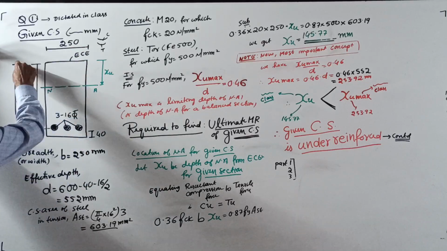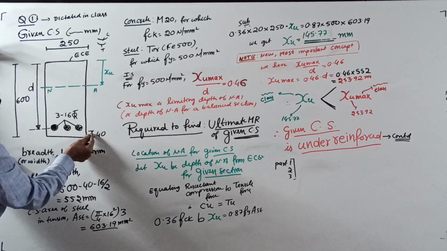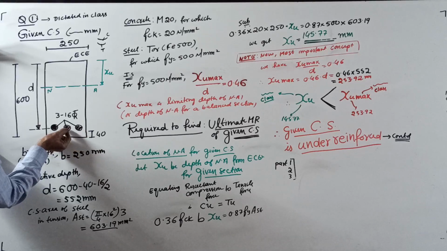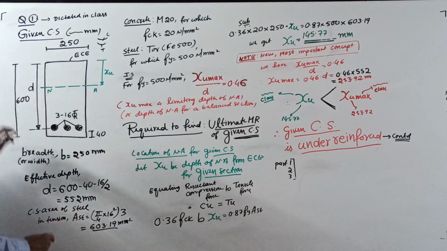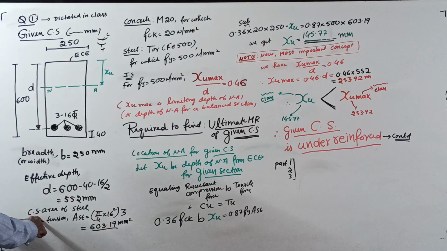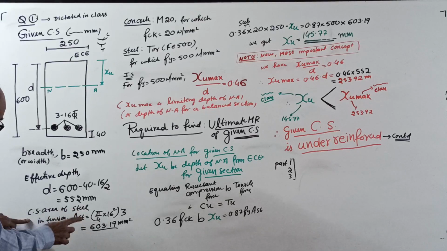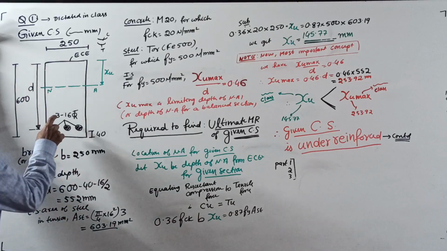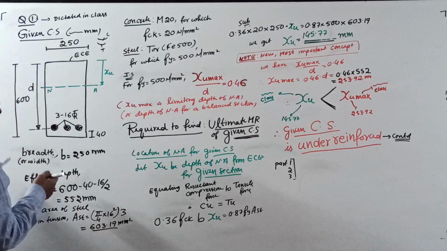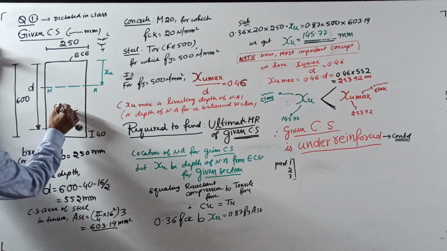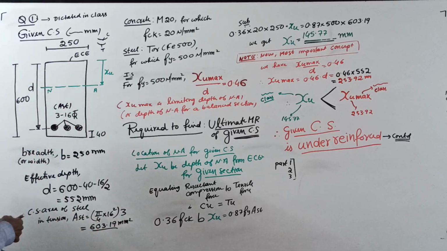Effective depth d, 600 minus 40, where 40 is the clear cover, minus another half of 16, equals 552 millimeter. Cross-sectional area of steel in tension, AST, equals pi by 4 of 16 square into 3, which is 603.19 mm square.